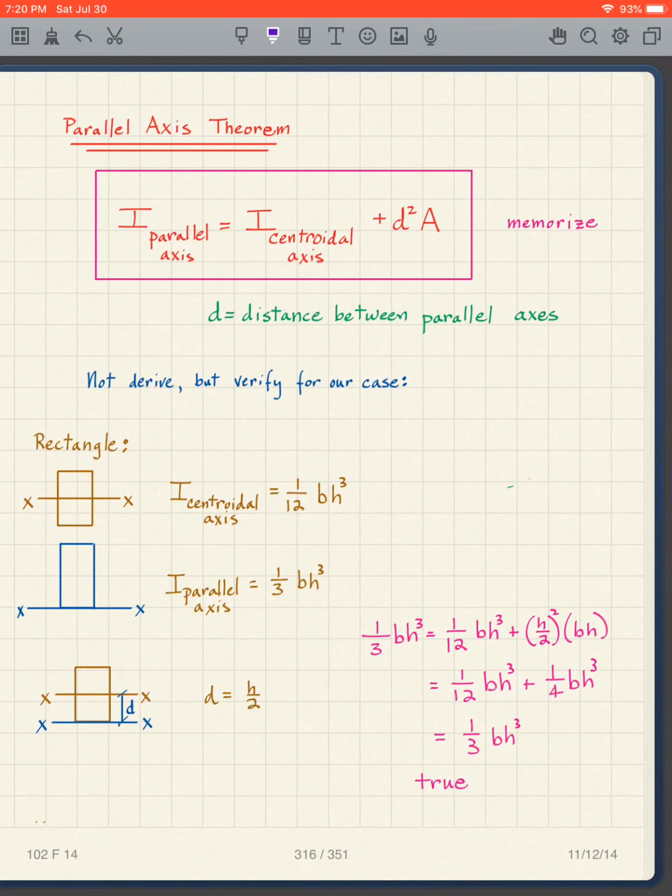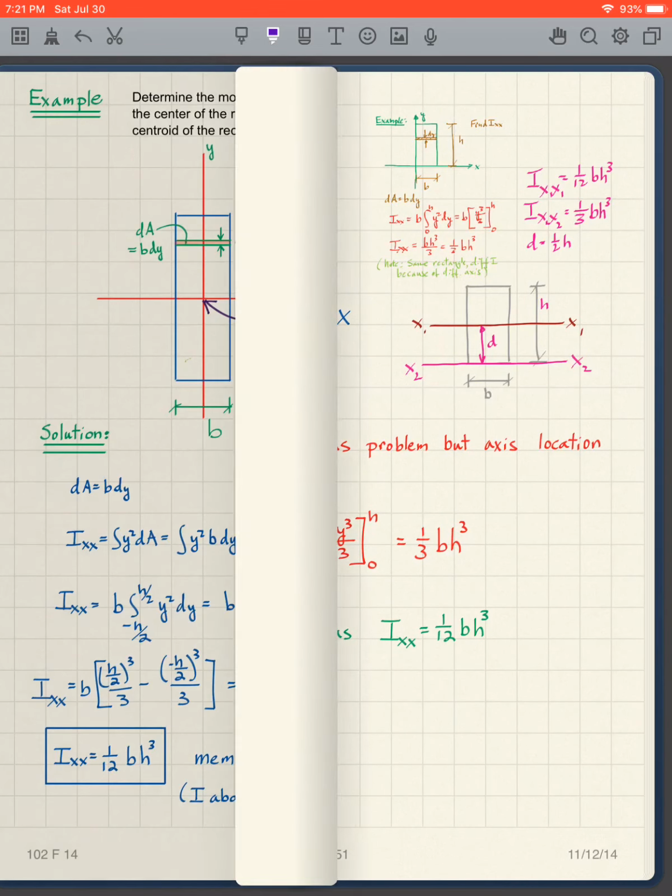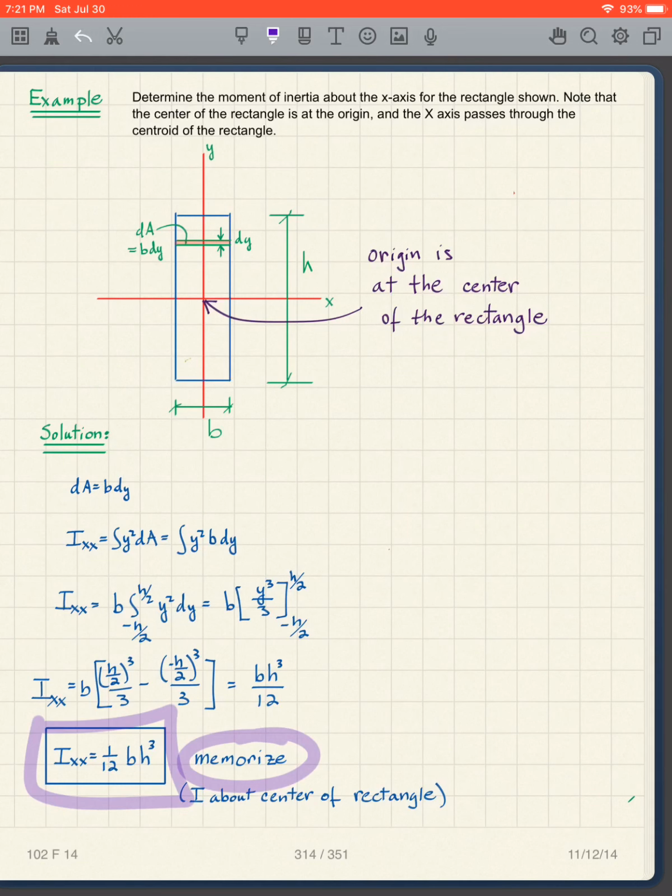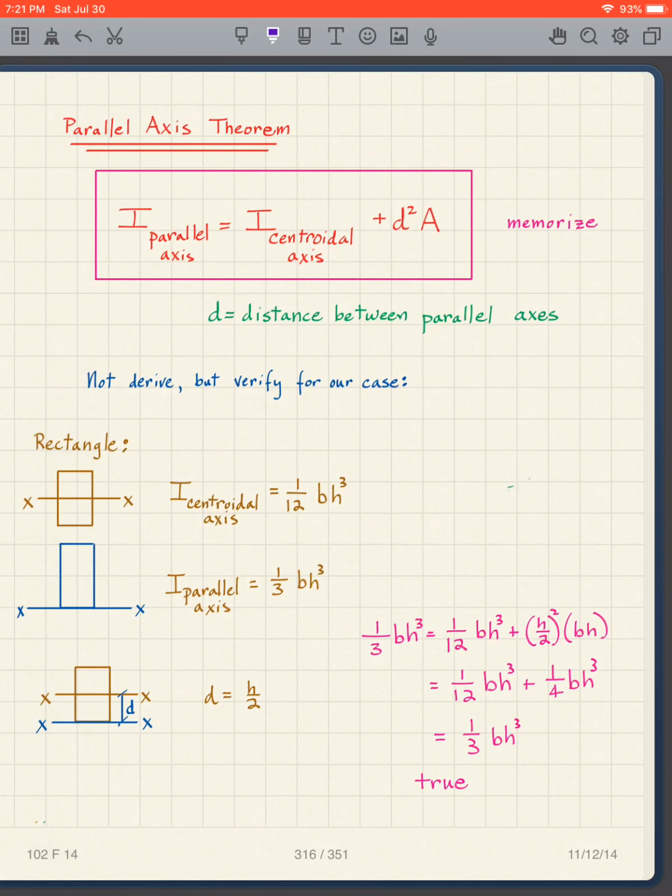So now what I want to do is introduce what's called the parallel axis theorem, which you may have seen in your math class. Here's the theorem: the I about a parallel axis is the I about a centroidal axis plus d squared A. So what do we mean by that? This is a good thing to memorize along with the 1/12 bh cubed. I asked you to memorize 1/12 bh cubed, as it's going to be convenient for you. And then the parallel axis theorem: I about a parallel axis is the I about the centroidal axis, and I just add d squared A.